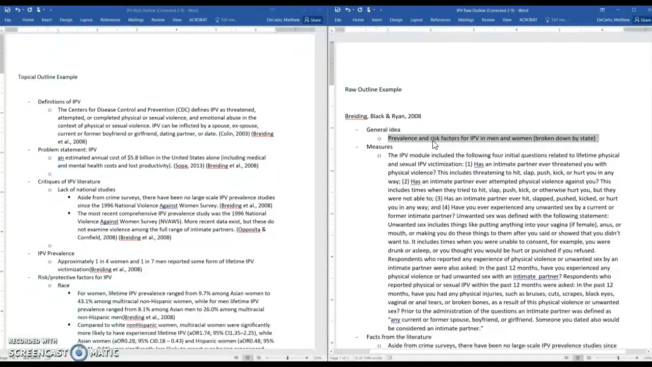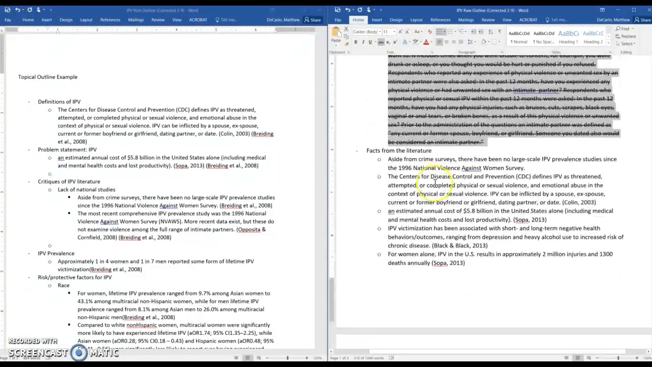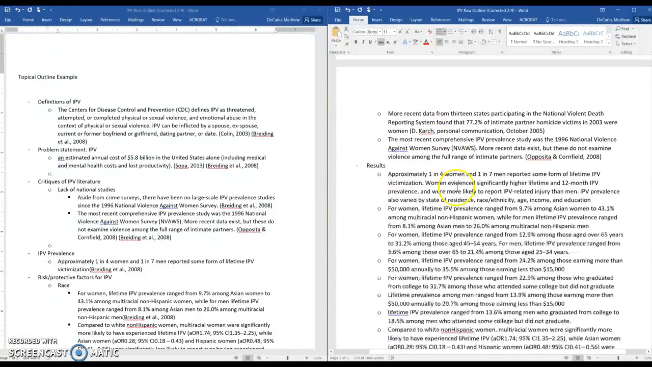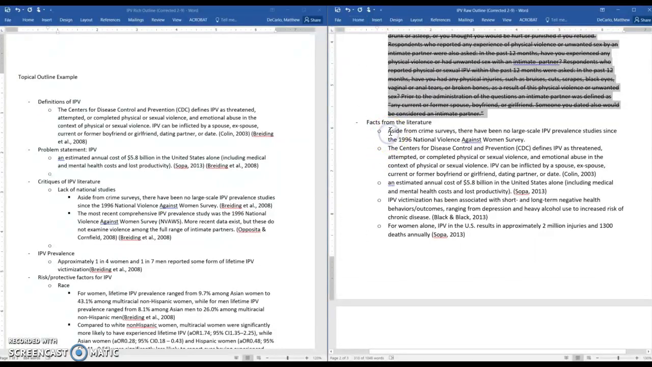So what facts do you need to put inside of your topical outline? Well, the general idea and measures don't really belong in there. So I'm just going to go ahead and strike those through. What I'm really concerned with here are facts from the literature and the results of this article, as this was an empirical article. So let's look at each one of these bullet points individually. Aside from crime surveys, there have been no large-scale IPV prevalence studies, IPV is intimate partner violence, since the 1996 National Violence Against Women survey.